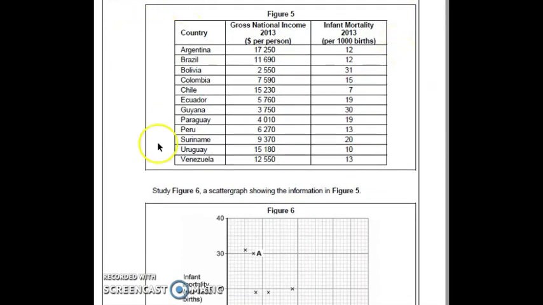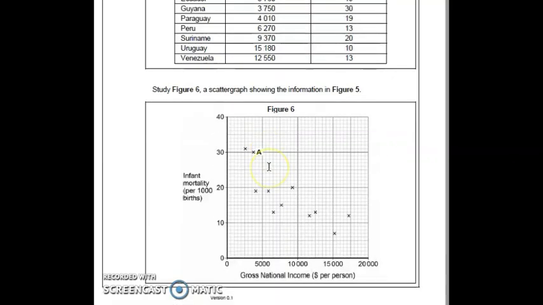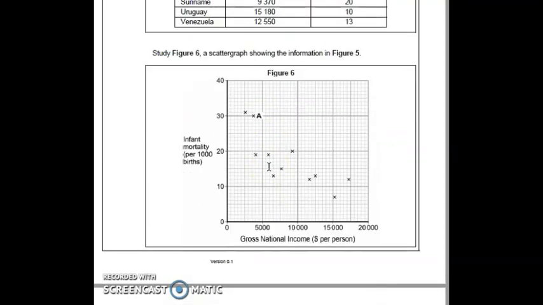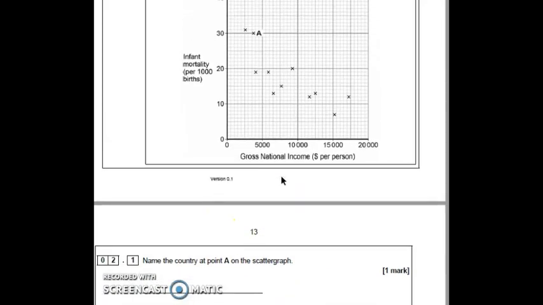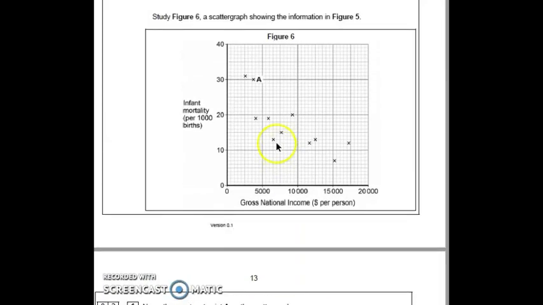So you've got all of the data in this figure, and then below it you've got a graph. This is called a scatter graph that basically plots the relationship between two sets of figures, in this case GNI and infant mortality. Now your first question is to name the country at point A on the scatter graph. So if we have a look up, A points to this one here. This is where the X is.